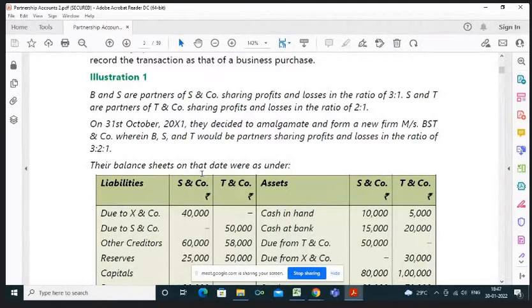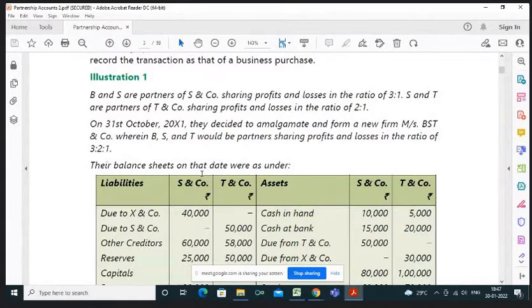So now there are 3 firms involved in this question. The first firm we have to deal with is called S and Co. This is called an existing firm or old firm. And there are 2 partners, B and S, and their profit sharing ratio is given. Another firm is T and Co. This is also an existing firm. This has S and T as partners. Their profit sharing ratio is given.